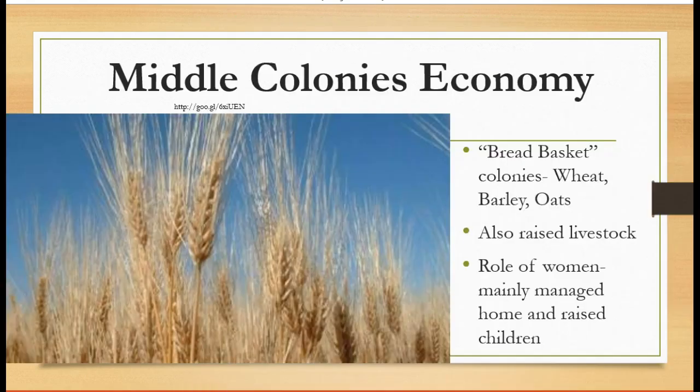The Middle Colonies economy. The Middle Colonies were so focused on wheat and barley and oats that they became known as the Breadbasket Colonies. There was lots and lots of wheat, barley, and oats. The things that are used to make bread were made in the Middle Colonies. It was a perfect climate for it, and the growing season was just right. Also, livestock was raised here, like cows and pigs. And the role of women was much more traditional, where women mainly managed the home and raised children.